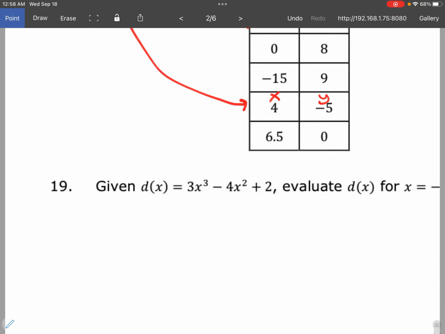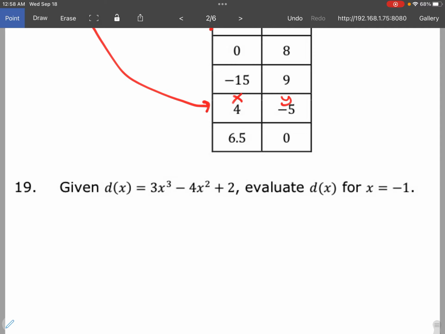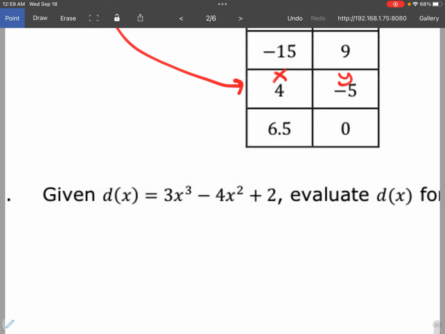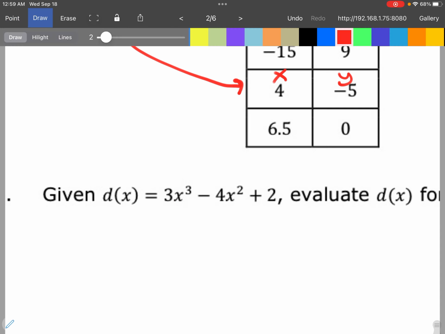Now, here we go. Let's go on to number 19. For number 19, they want us to evaluate this function, d of x, where x is -1. So remember, the function is already telling you what you should do with x. X should immediately go into parentheses. Once we set up our parentheses, then we can substitute properly. So you see this x right here? It's not in parentheses. We've got to rewrite this guy in parentheses. Easy money. I can do that, and so can you.